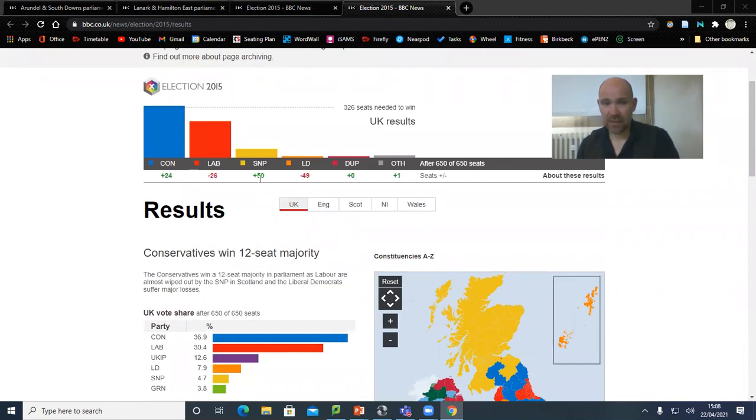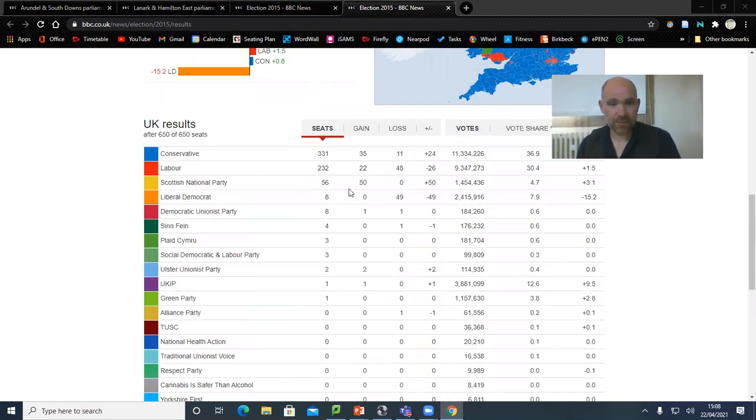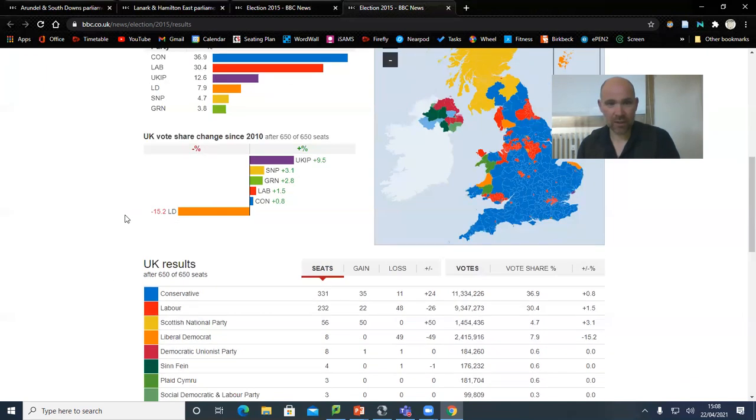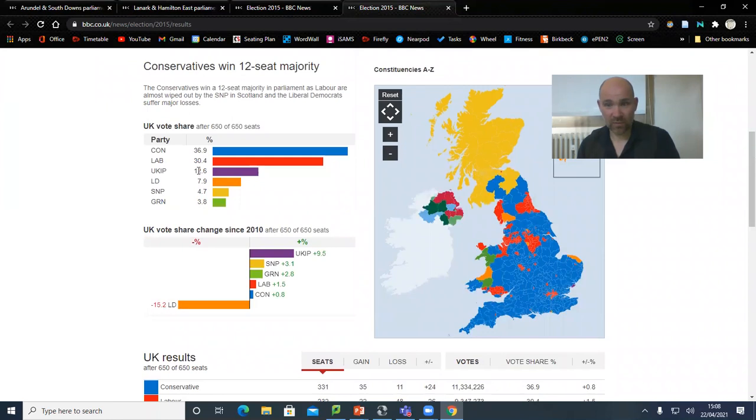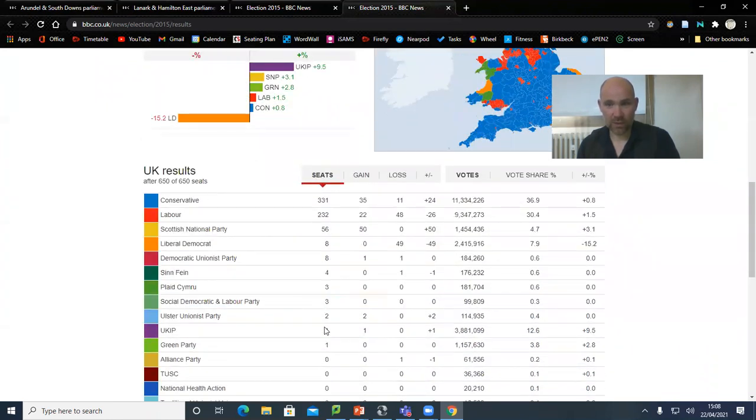The SNP gets over 50 seats. I'm not sure what their actual total was here. There must be a way for me to see it. Here you go. The SNP gets 56 seats. The Liberal Democrats get 8 seats. And UKIP is way down here, one seat with 12% of the vote. Let me just go up again and show you this again. UKIP, 12% of the vote, gets 1 seat.